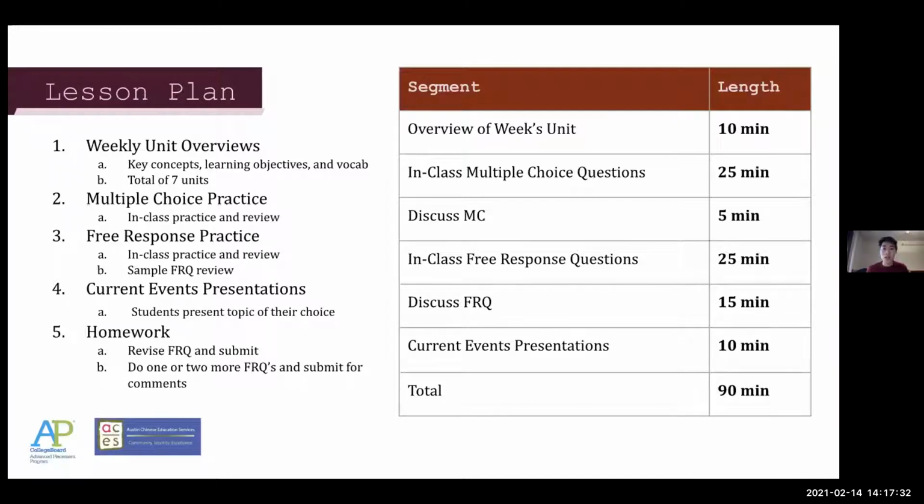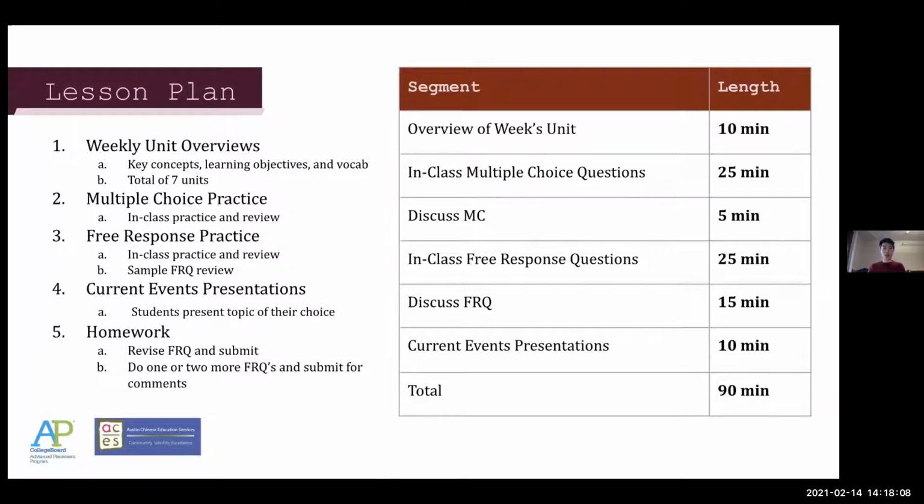And so I would expect each student to come prepared in class with a current events topic that they can relate back to the unit of the week. This way, if we have all the students present a single topic, one student can learn many different topics all at once rather than having to research all of them individually. And so it benefits the entire class, and they can exponentially build the current events knowledge base that they have so that they can answer any FRQ with a current events topic.